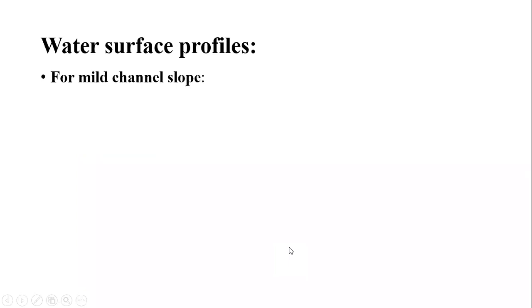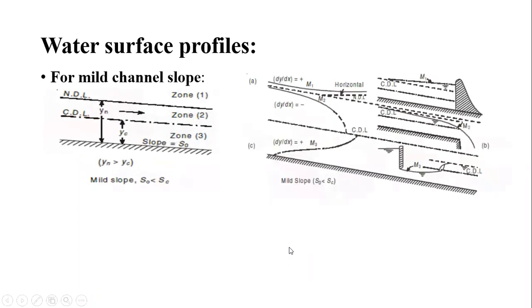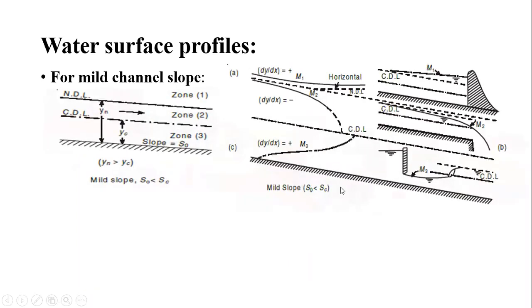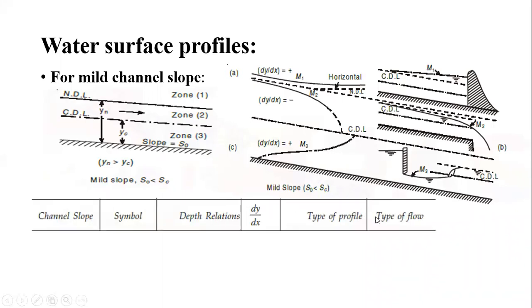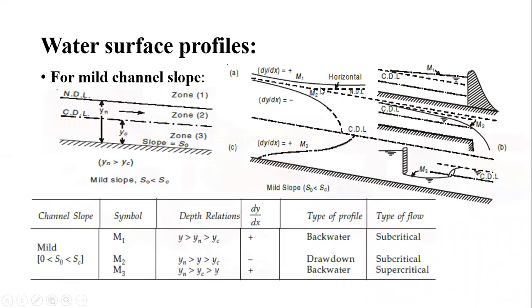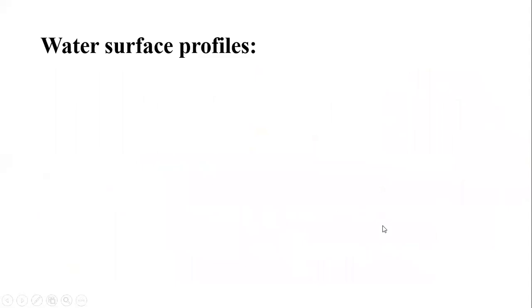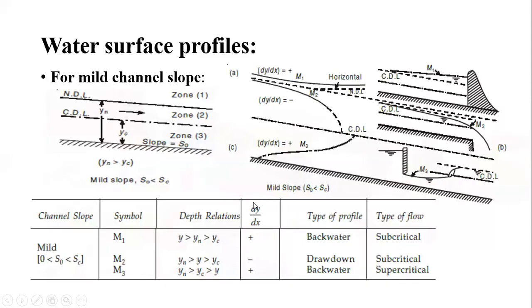Then for the mild channel slope, three regions exist, meaning three profiles exist: M1, M2, M3. Conditions for them: for M1, the actual flow depth Y is above the NDL and CDL. For M2, the flow depth is below the NDL but above the CDL, and for M3, the actual flow depth is below the CDL and NDL.